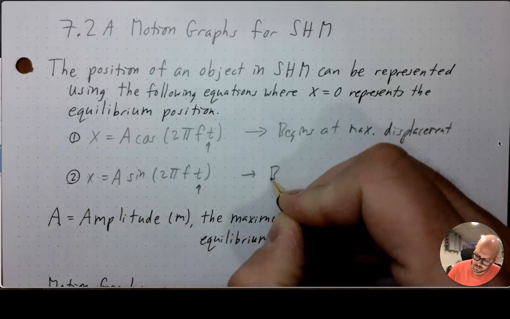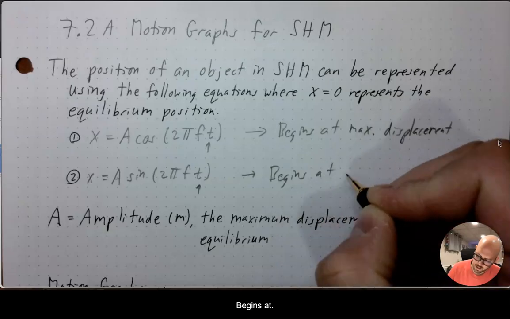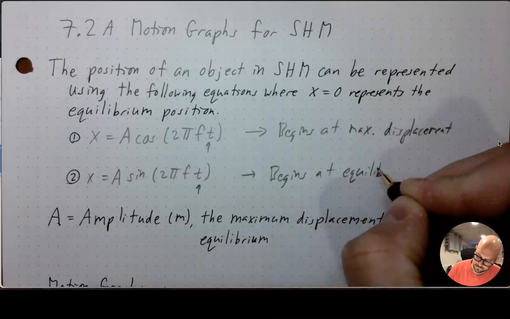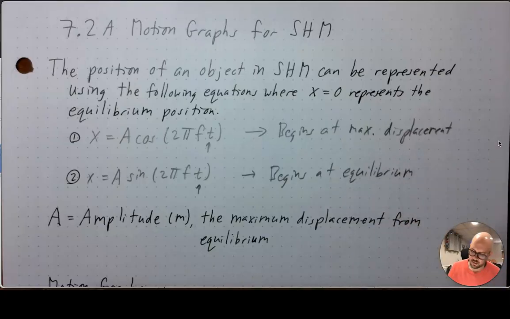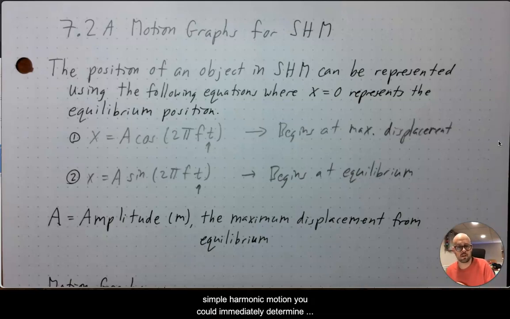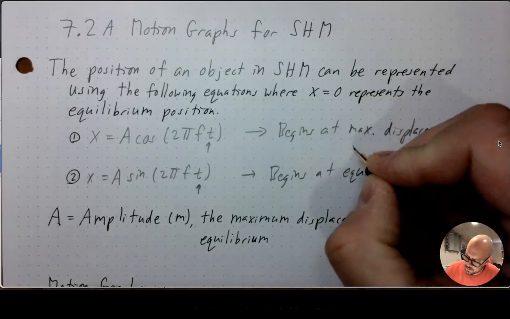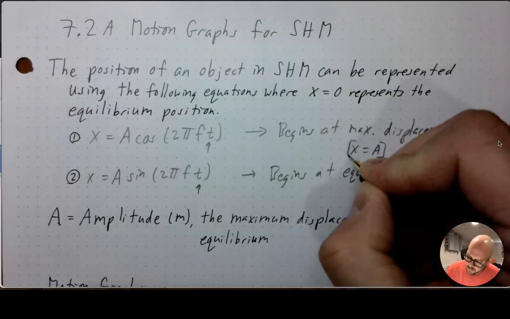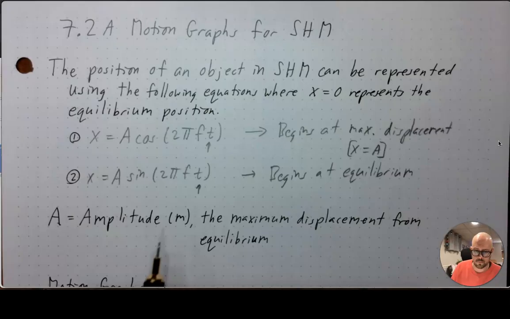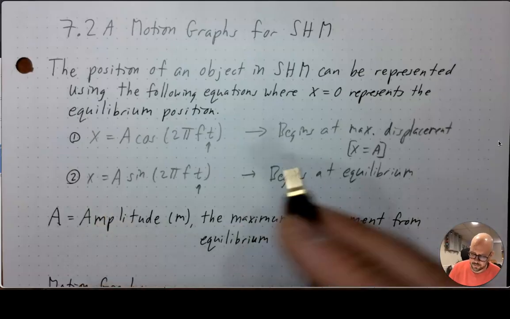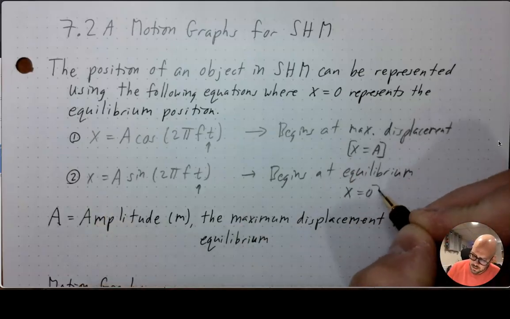So this function begins at equilibrium. And the way that you would approach them in this course is the other way around. If you saw a graph of simple harmonic motion, you could immediately determine whether it was a cosine or a sine graph based on whether it started at the maximum displacement or at equilibrium. Maximum displacement would be x equals A, and I've defined A down here as the amplitude. I've talked about it in other videos, but it's the maximum displacement from equilibrium. And then the sine function begins at equilibrium, which is x equals 0.